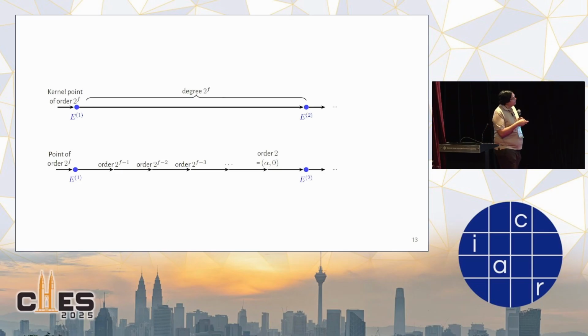So you start with a kernel point of order 2 to the f, and when you push it one step, you have a point of order 2 to the f minus 1, then 2 to the f minus 2, and so on. So before you're taking the very last isogeny here, you have a point of order 2. And if you remember, I told you a point of order 2, its x-coordinate is precisely alpha. So in this curve, before I get to the end, I already have alpha computed for me.